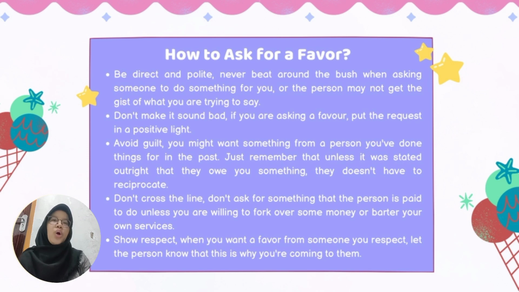And the last is show respect. When you want a favor from someone you respect, let the person know that this is why you're coming to them. For example, you can tell someone that you ask a favor since they are well respected in this environment, and their recommendation would mean a lot to you. That's the example for show respect when you ask a favor.